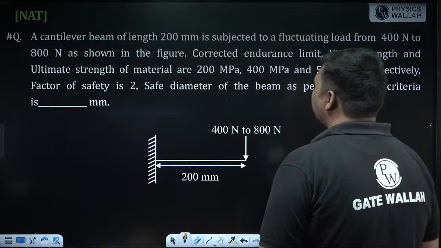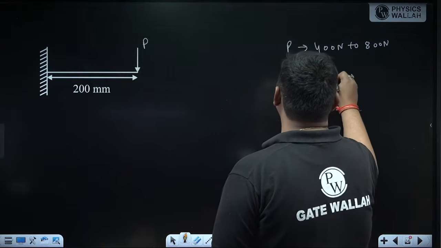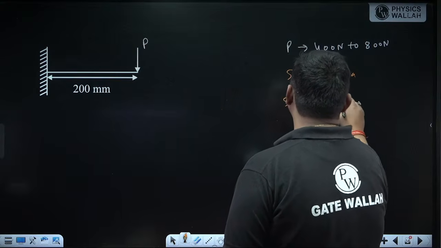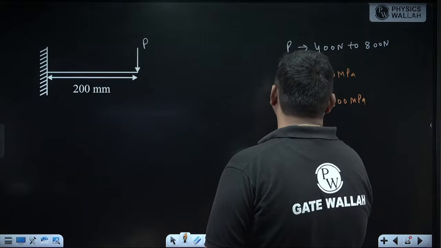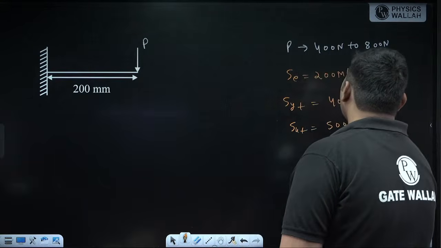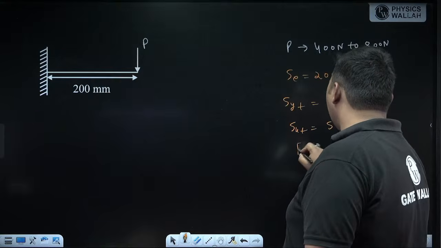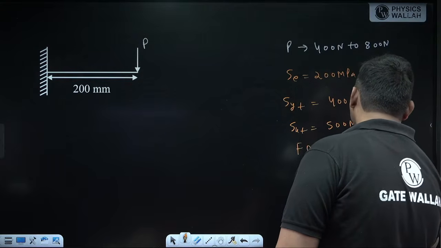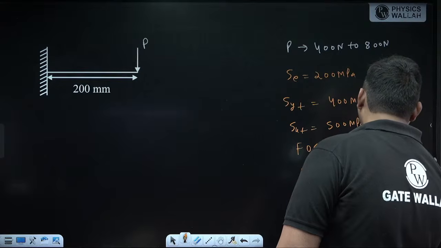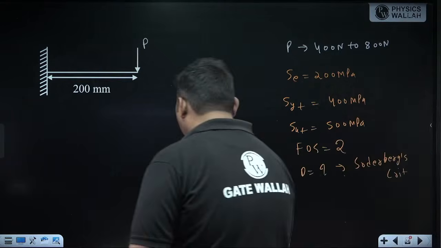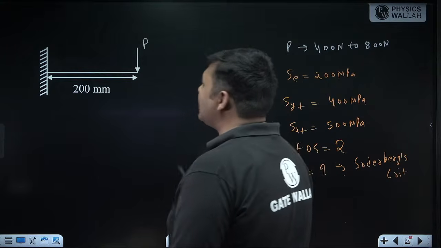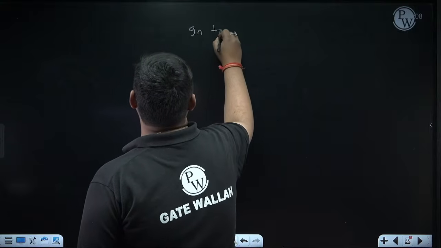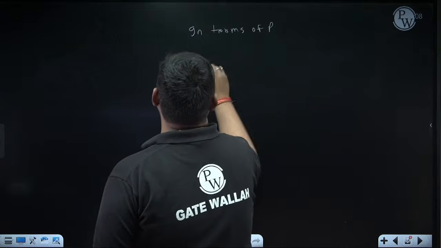Okay. Now the corrected endurance limit SE is given, it is 200 megapascal. Yield strength of the material SYT is 400 megapascal. And ultimate strength of the material, that is SUT, is 500 megapascal. Okay, factor of safety is 2. We have to calculate the safe diameter as per Soderberg criteria. First I am finding the amplitude stress and mean stress at the critical point. First I am finding the stress at the critical point in terms of P. So since it is a transverse load, we will calculate the maximum bending stress due to P. Okay. So in terms of P, first find the expression of maximum bending stress.